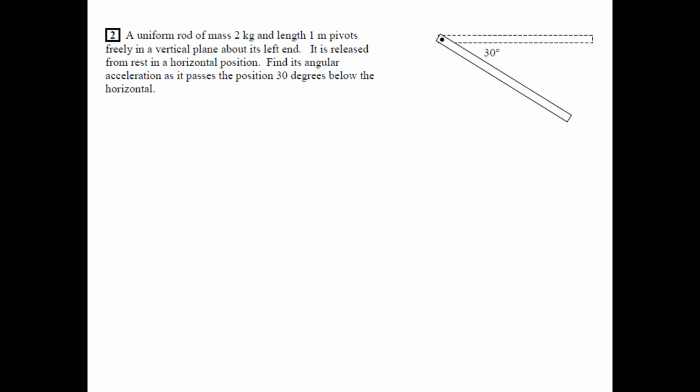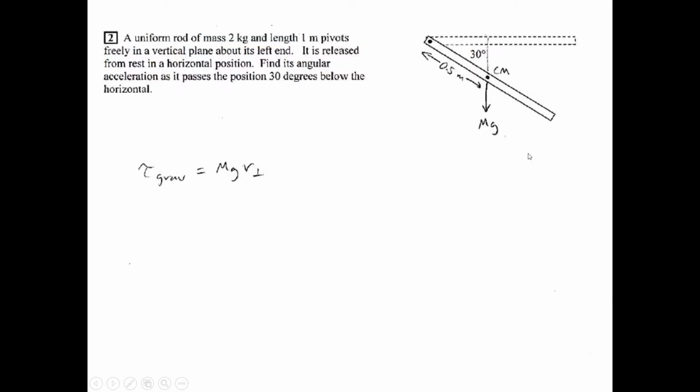Now on to problem 2, where we've got a rod of length 1 meter, mass 2 kilograms, pivoted at one end in a vertical plane. We want to find, if it's released from rest at the dashed position, what's its angular acceleration? In other words, it's speeding up, speeding up, speeding up. What's its angular acceleration when it's 30 degrees below the horizontal as it passes that point? To do that, well, what's causing it to angularly accelerate?